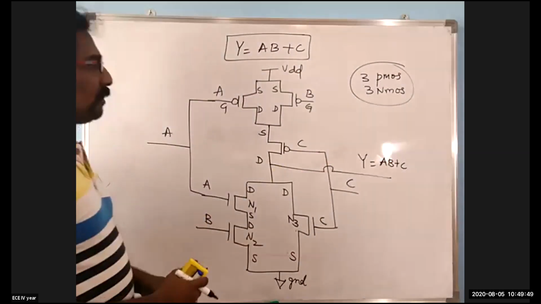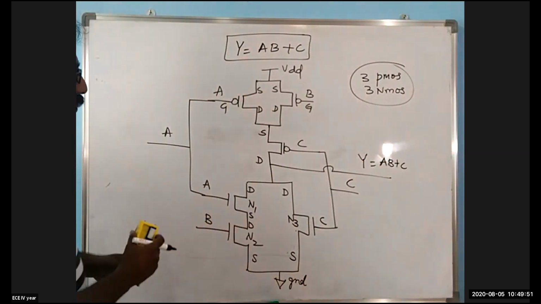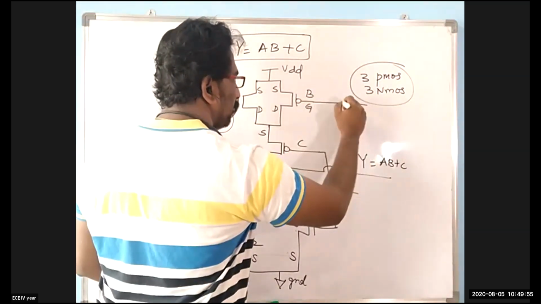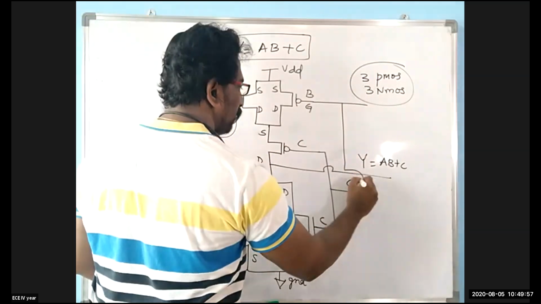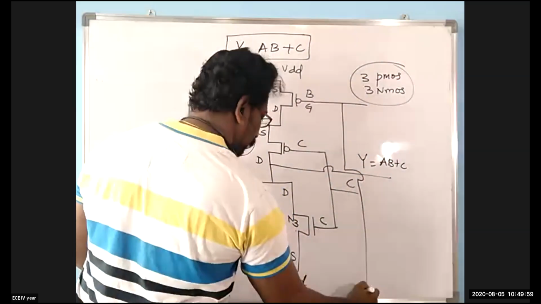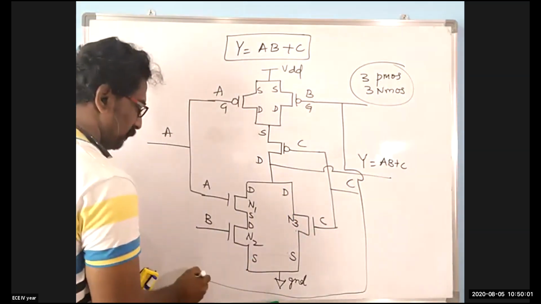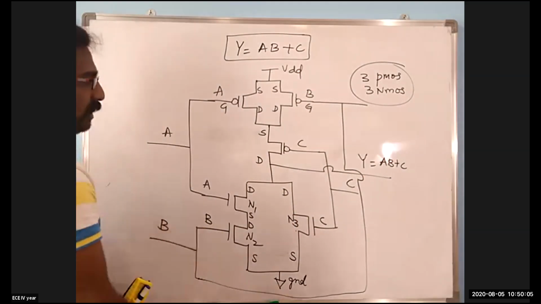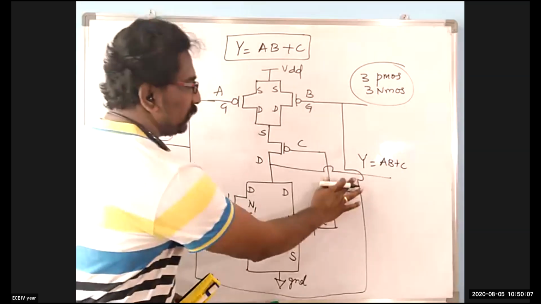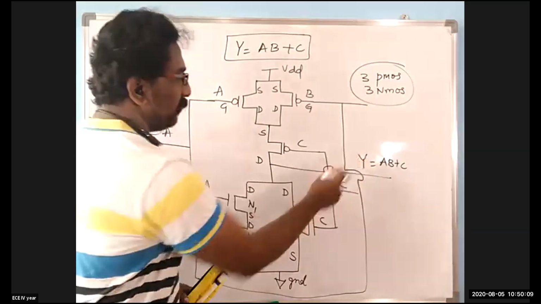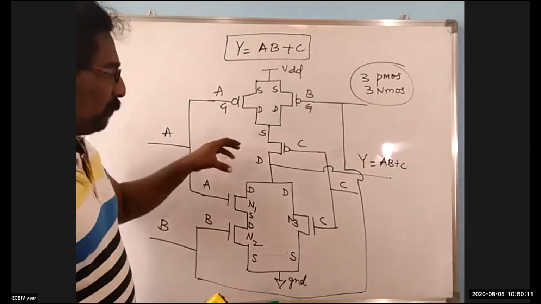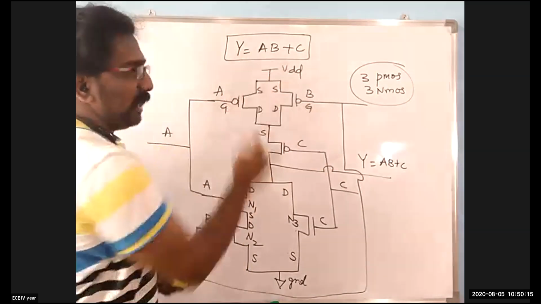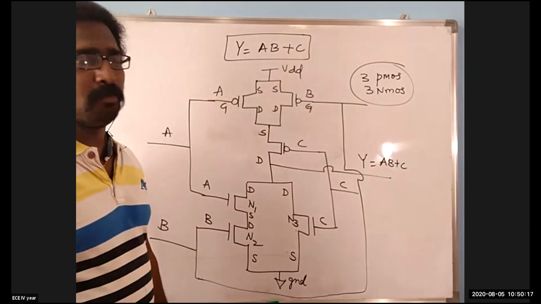You have not completed this yet. This is your input B. Now this is your C, input C, and output Y. We have completed the diagram, but only for this Boolean equation.